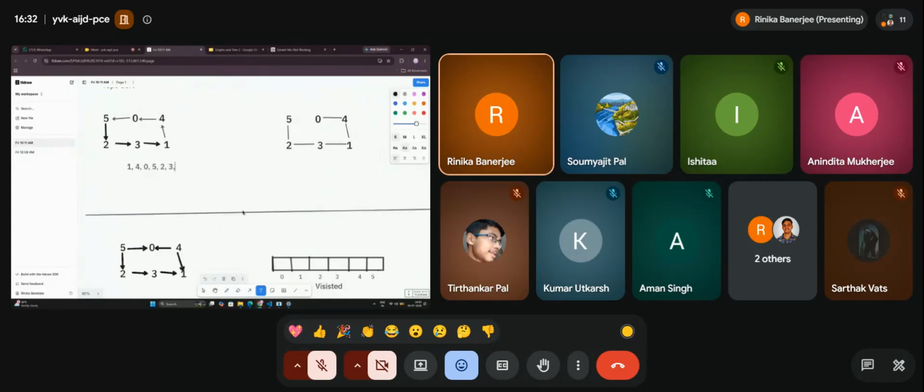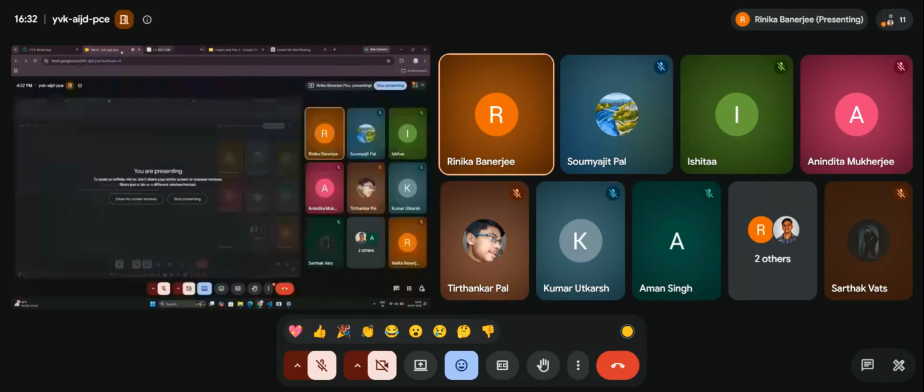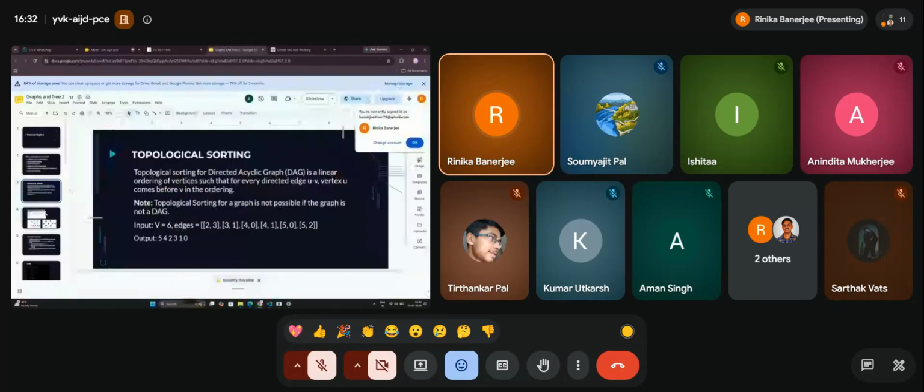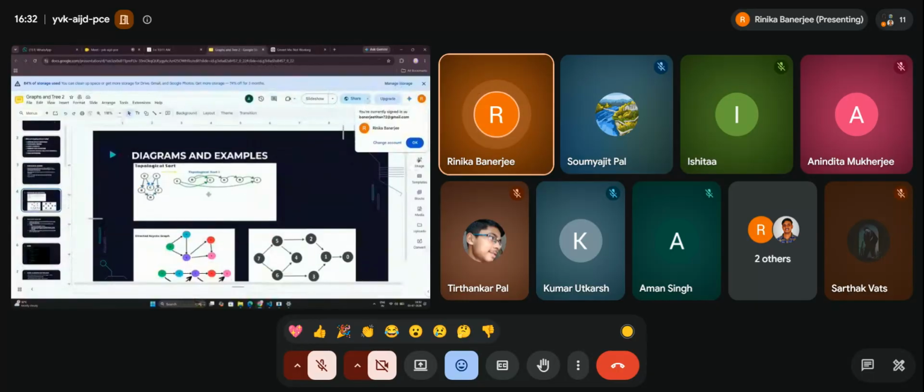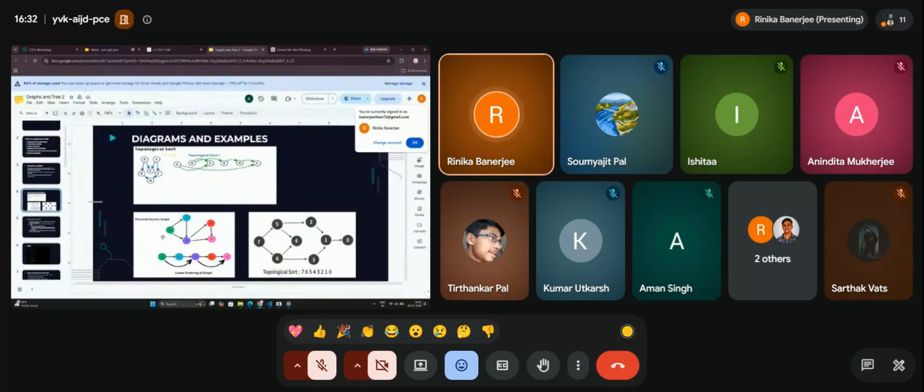Now we will be moving on to the next page. So these are some diagrams of topological sorting. It can happen only in a directed acyclic graph, and these are some of the graphs given and their topological sorts given. You can just check them.